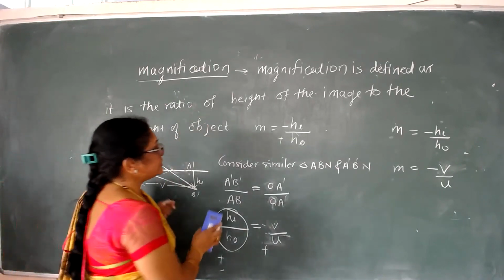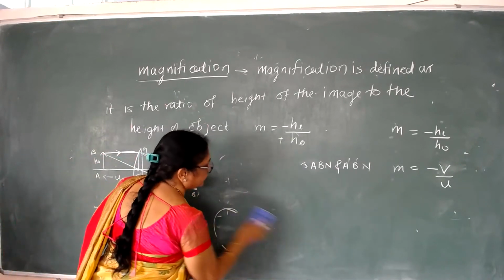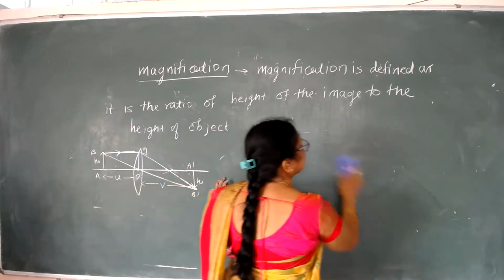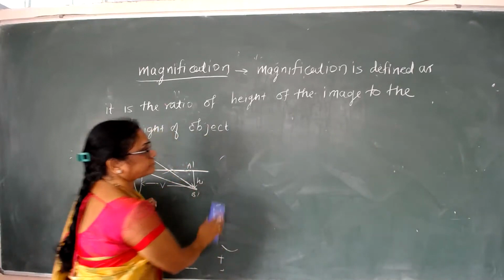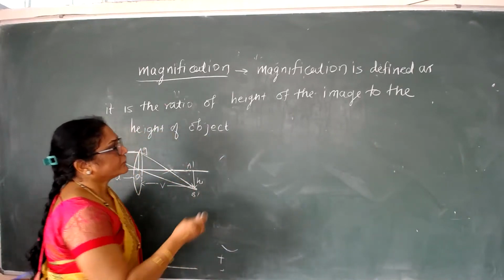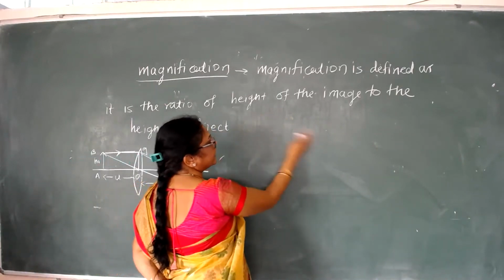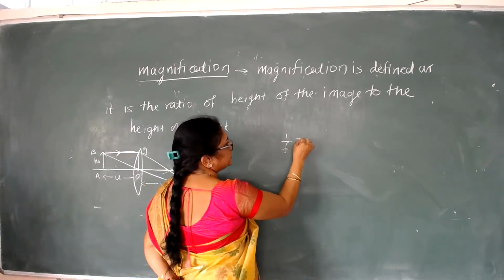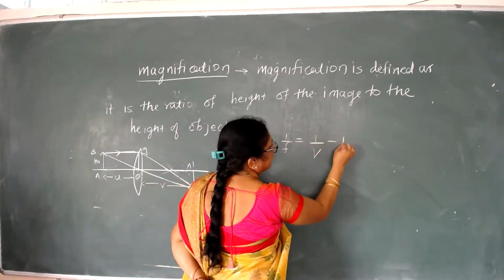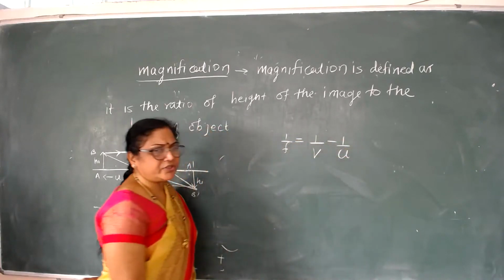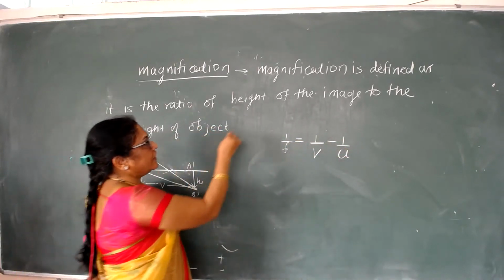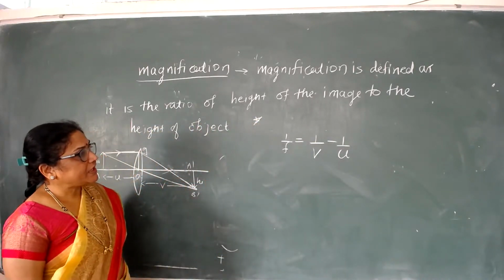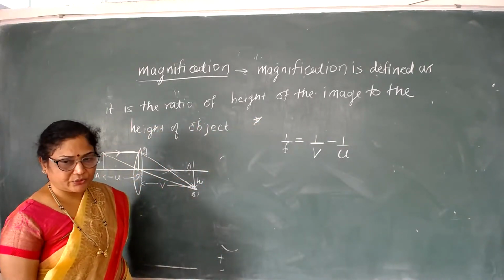So here, how to find out the formulas, those related to the object distance and the focal length. So here, according to the lens formula, 1 by f is equal to 1 by v minus 1 divided by u. We find out the different formulas. Those are the different shortcut formulas. So 1 by f is equal to 1 by v minus 1 by u.